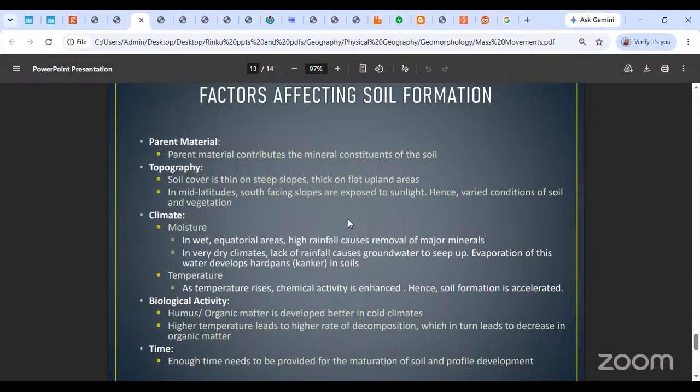So where do the minerals of that soil come from? From the original rock. So that happens to be your parent material. That is usually your parent material that contributes all the minerals, and the original minerals of the soil come from that parent material, from where the weathered material comes from. Okay. Topography is another important factor.